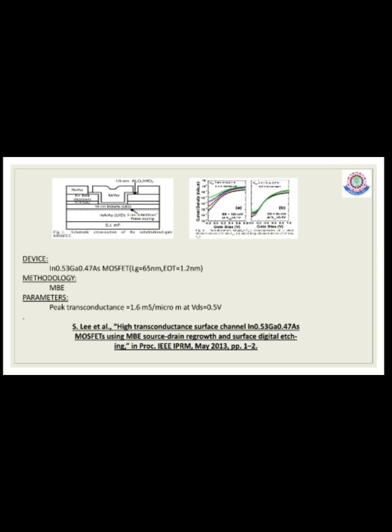DIBL refers to drain induced barrier lowering. This is a phenomenon in which the threshold voltage decreases due to the increase in source drain voltage. Whereas a 535 nanometer gate length device shows 95 millivolt per decade minimum SS and less than 10 millivolt per decade DIBL at the same VDS.